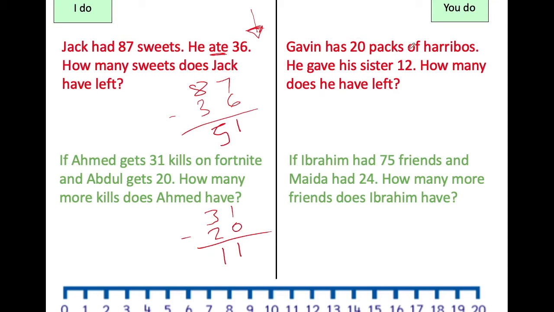Right, so Gavin has 20 packs of Haribos. He gave his sister 12. So you do 20 minus 12, we're going to be left with 8. Ibrahim had 75 friends and Maida had 24. How many more friends does Ibrahim have? The answer you should have got for this question is going to be 51.